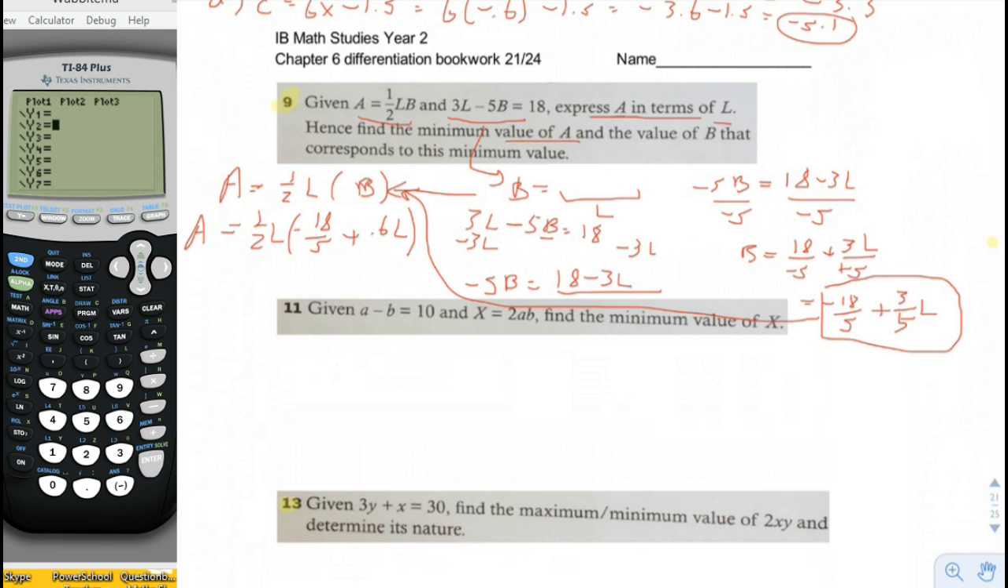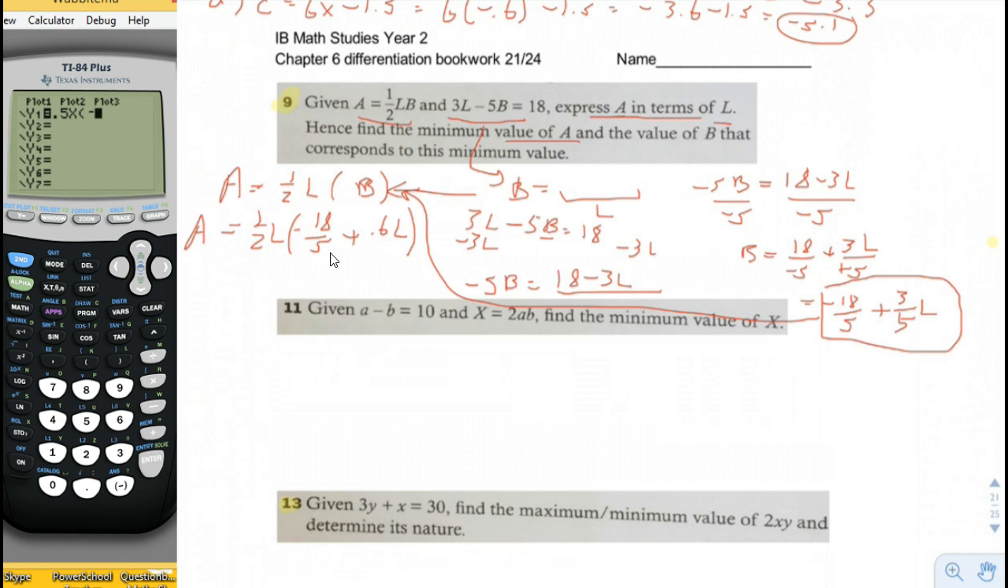Okay, now to find the minimum value of A, they might expect you to use the derivative. Since we have the calculator, we could just put this equation, A equals 1/2 L minus 18 fifths plus 0.6 L, in the calculator. Instead of L, we're going to use X. And instead of A, it's Y1. Remember, 1/2 is the same thing as 0.5, and it's a lot easier to put in without worrying about parentheses. So I'm going to do that. And then I do parentheses, negative 18 fifths.